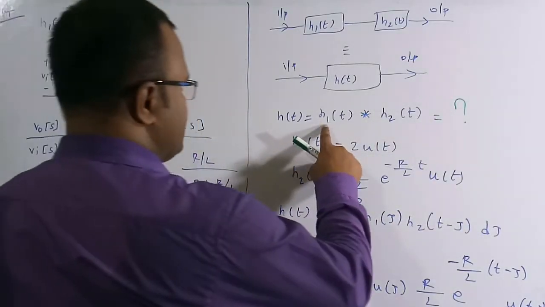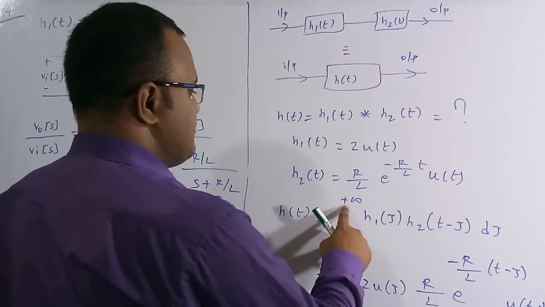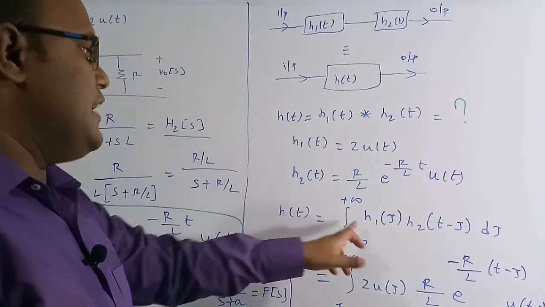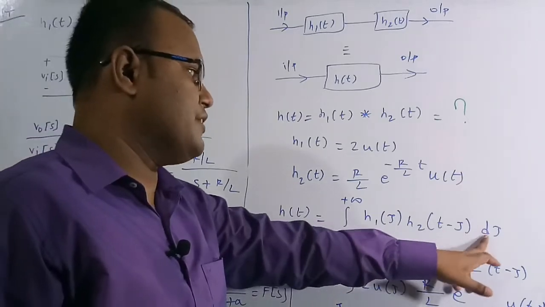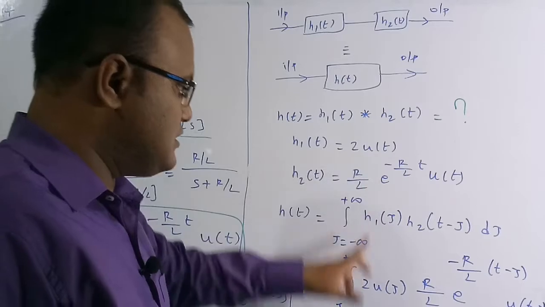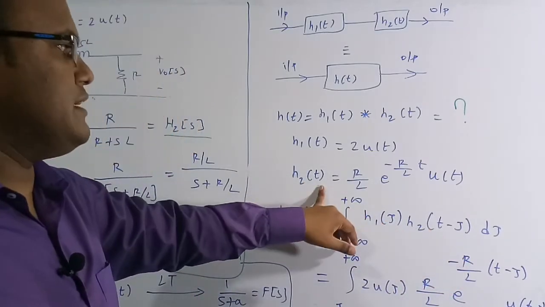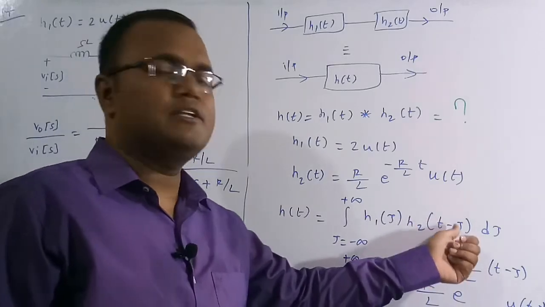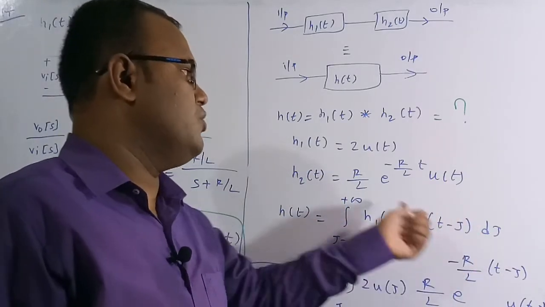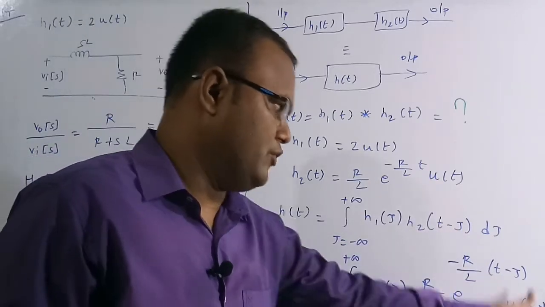The basic convolution relation, h1 of t convolution h2 of t, is the integral from tau equal to minus infinity to plus infinity. This is a standard equation, h1 of tau into h2 of t minus tau d tau. For h1 of t, in place of t, substitute tau. Similarly we need h2 of t minus tau. We know the value of h2 of t, but we need h2 of t minus tau, so replace t by t minus tau. Wherever t is there, you have to substitute t minus tau.